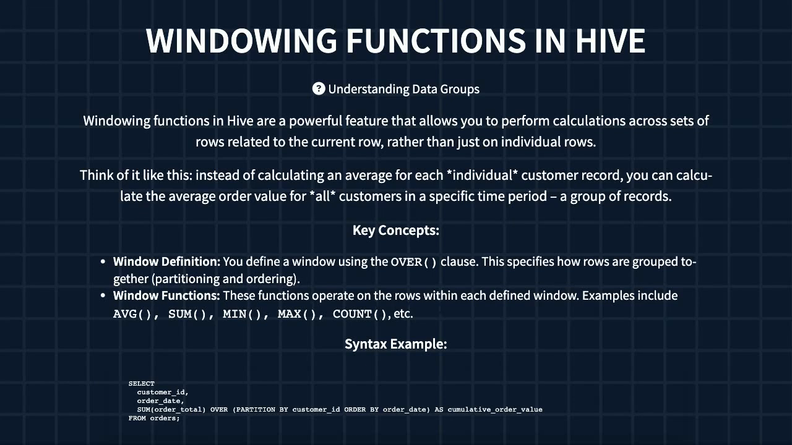Basically, they allow you to do calculations across groups of rows instead of just looking at individual records. Imagine calculating the average order value for all customers within a month. That's what windowing helps with.